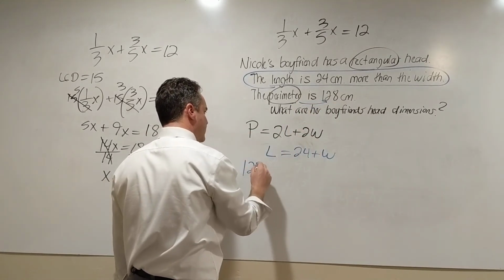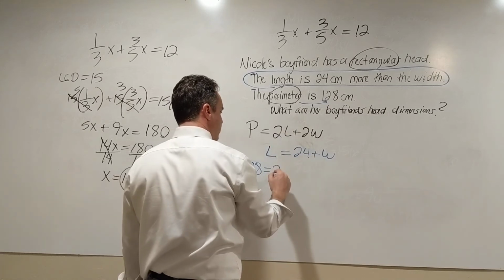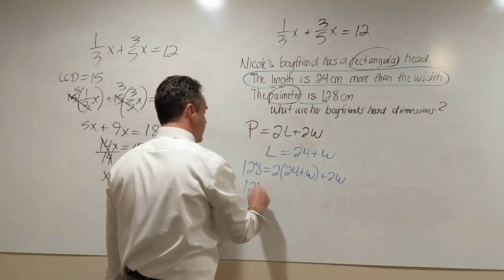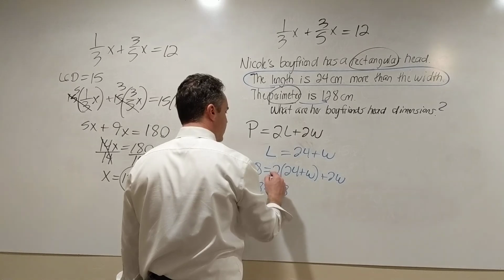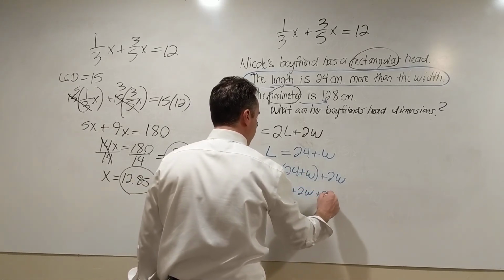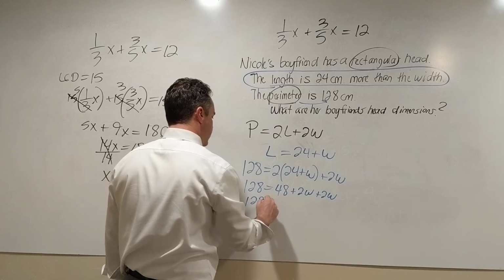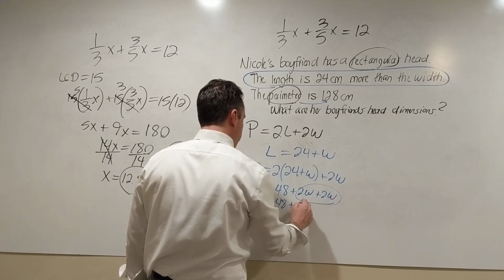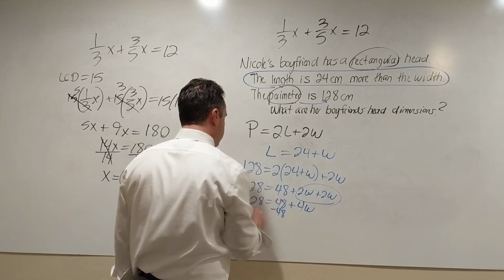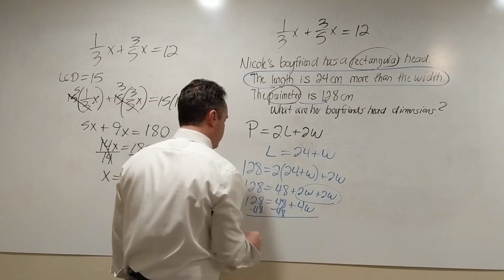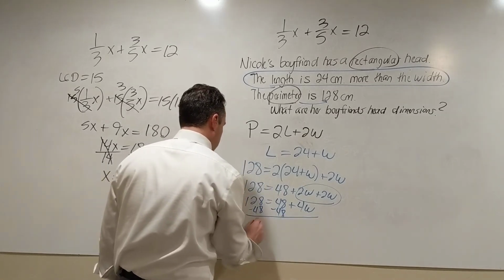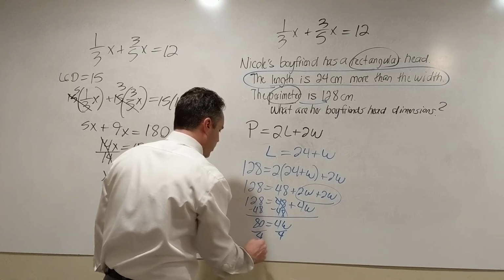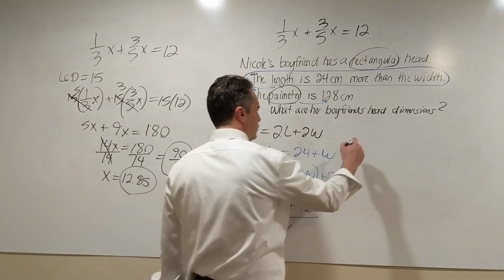So we have 128 equals, L is 24 plus W, so I have 2 times 24 plus W, plus 2w. 128 equals 2 times 24 is 48. 2 times w is plus 2w, and you have another 2w. Here I have 128 equals 48. You ready, Nicole, for some more arithmetic here? 2w and 2w are my like terms. I have 4w. I'm going to subtract 48 and subtract 48. I believe that that is going to give me 80. Yes. 80 equals, these cancel, 4w. Dividing by 4, dividing by 4, and w equals 20.